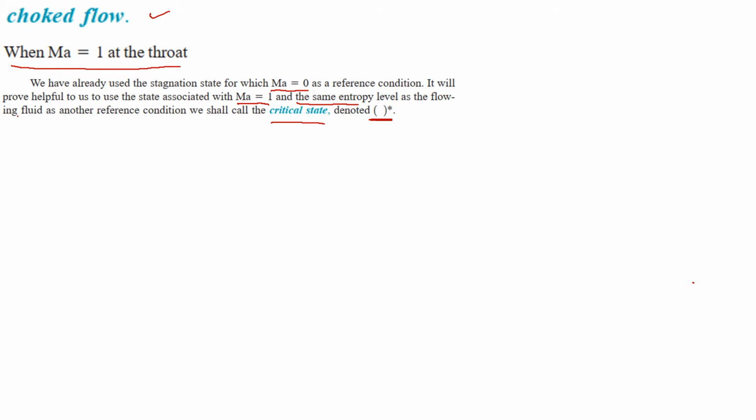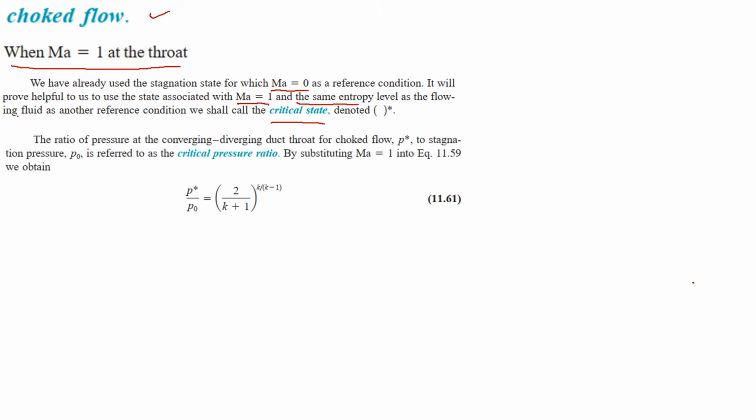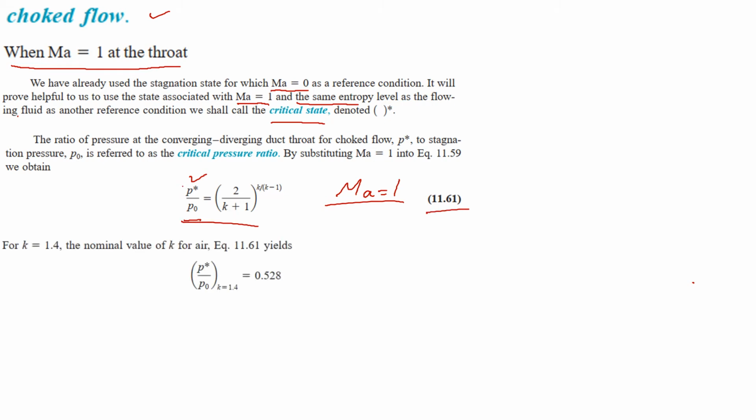So the choking condition is also called the critical state, and if you are given a critical pressure, temperature or density, it will be represented as P star, T star or rho star, and you should understand that as the choking flow properties. This is our critical pressure ratio, derived by putting in the Mach number equal to 1, because we are now dealing with the critical state pressure and the stagnation pressure. We put k equal to 1.4, which is the nominal value of the specific heat ratio for air.